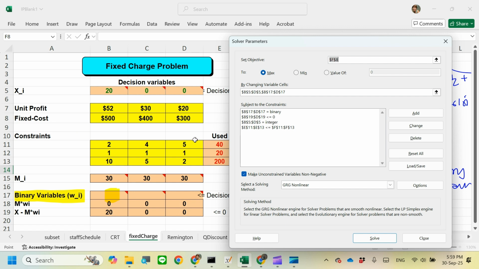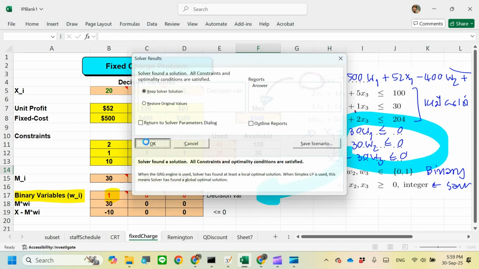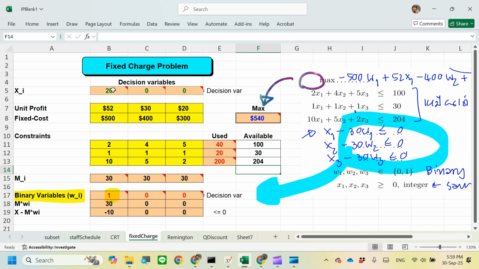And then the greater than or equal to 0 is already here, make unconstrained variables non-negative. So we don't have to specify that x's are greater than or equal to 0. And then we click solve. So we can see that we only produce at location 1, and we produce 20 of them, because if we produce one more unit, then we run out of this resource. So the answer is that we only choose this one.